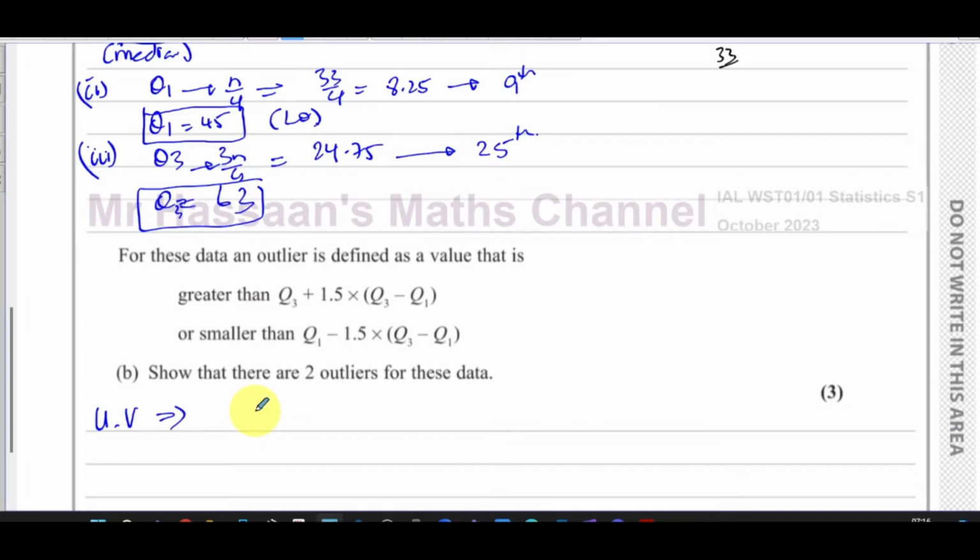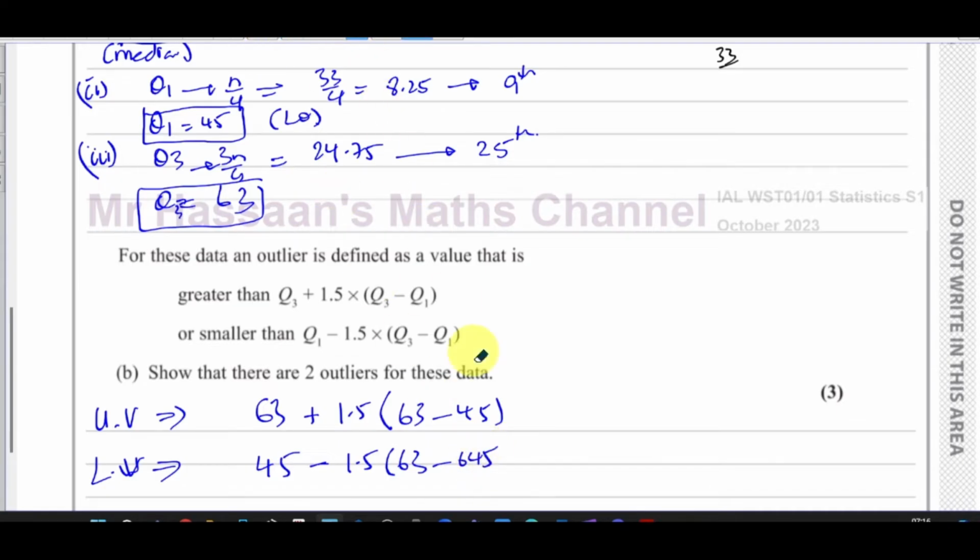Sorry, it should be Q3 plus. The upper value is going to be the upper quartile, 63, plus 1.5 times the interquartile range. That will give me the upper limit for the outliers. And for the lower values, we're going to take the lower quartile, which is Q1, minus 1.5 times the interquartile range.